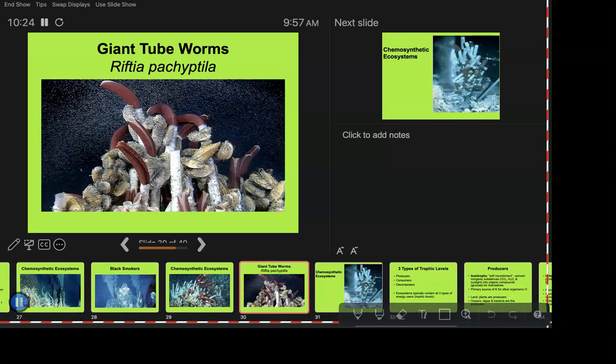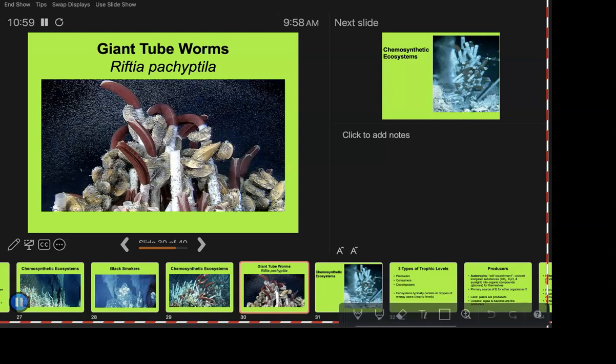Riftia pachyptila. And encrusting them are other critters. Again, very similar to if you've wandered off the well-groomed beach area at a hotel or something, you go to a natural beach, you'll start to find critters encrusted all over everything. Again, let alone on a coral reef. And you see the water behind there, it's teeming with little sea monkey-type critters. And all this is, again, just leagues below the surface, never seen the light of day.